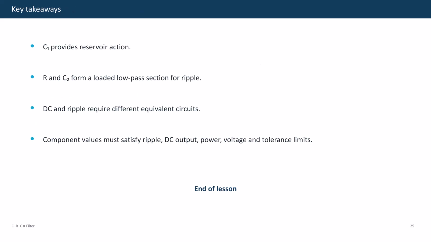The resistor and C2 then form a loaded low-pass section that reduces the remaining ripple. At direct current, both capacitors are open circuits and the resistor causes a load-dependent voltage drop. At ripple frequency, C2 bypasses ripple around the load. A complete design checks ripple, output voltage, resistor power, capacitor ratings, tolerance, and practical surge conditions.